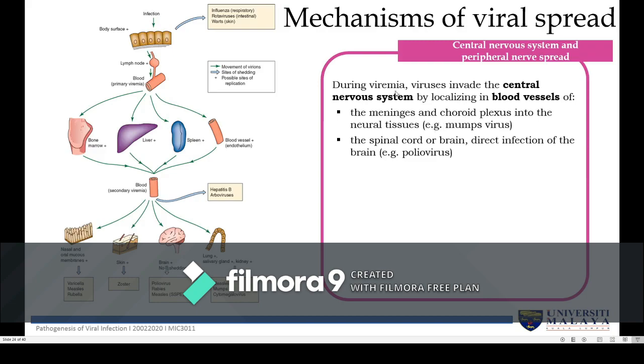So for those from hematogenous, which is the blood vessels, during viremia, viruses invade the central nervous system by localizing in the blood vessels of the meninges and choroid plexus into the neural tissues. So these are the blood vessels near the spinal cord and the brain. Some of the virus just directly infect the brain through the spinal cord or brain, directly causing infections in the brain.